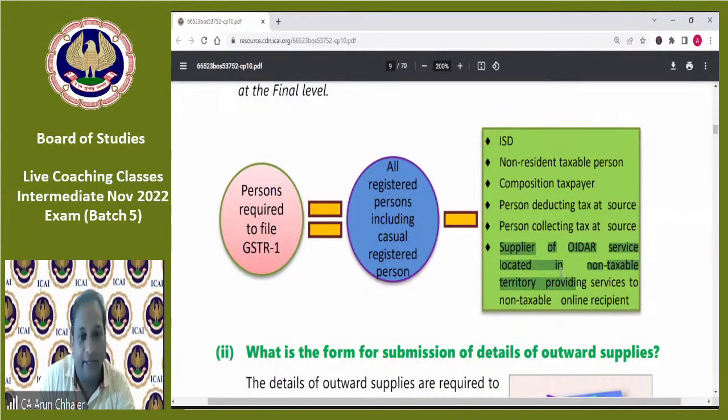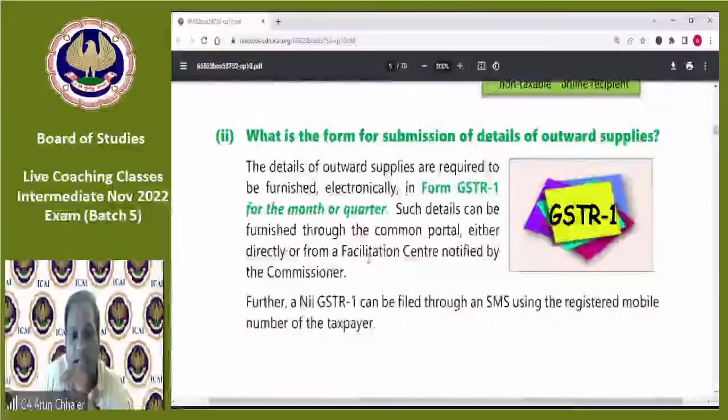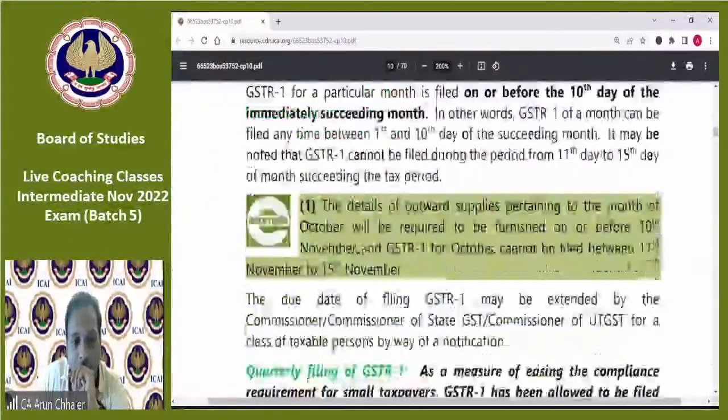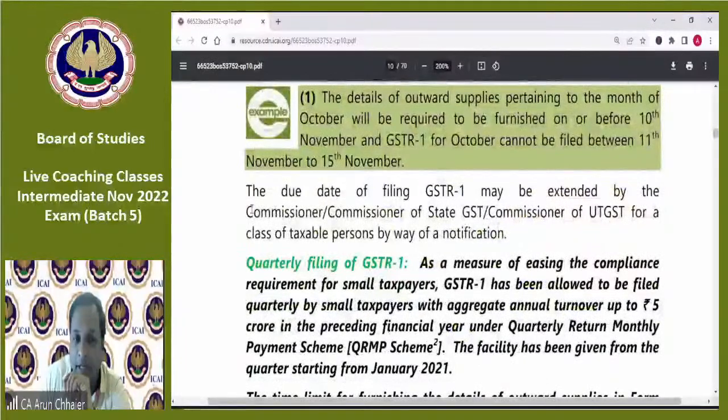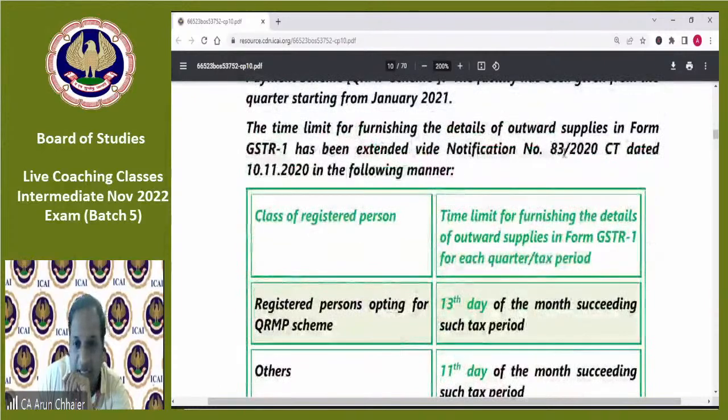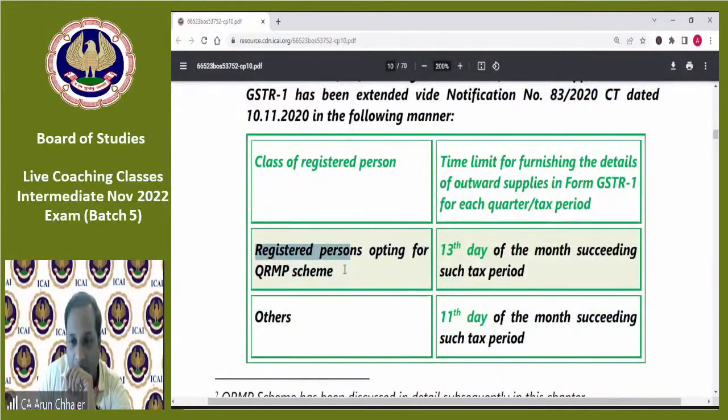Great. So all registered persons, including casual taxable person, will be required to file the GSTR1 except ISD, NRTP, etc. If you see the Act, the due date is the 10th day of the immediately succeeding month, but they have given the power by way of notification, the commissioner can extend the date. As a result, the commissioner has issued the notification and extended the date. If it is a quarterly opted taxpayer, then the 13th, otherwise it is the 11th.